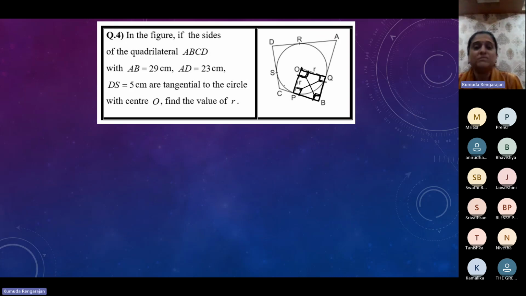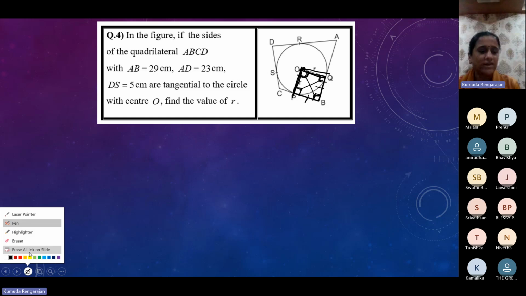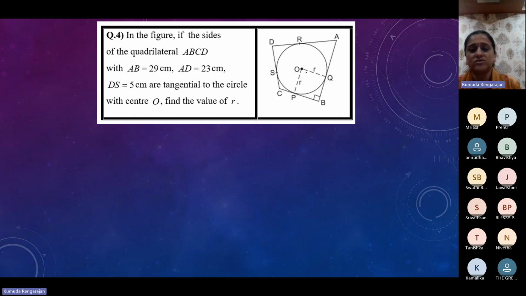Now in this rectangle, one pair of adjacent sides are equal. See here, OP is equal to OQ, because they are radii of the same circle. So in the rectangle, one pair of adjacent sides are equal. You can even show that this is equal to this. How? Because they're tangents from an external point of the circle. B is the external point, so BP is equal to BQ. One pair of adjacent sides are equal in the rectangle, so it's a square.